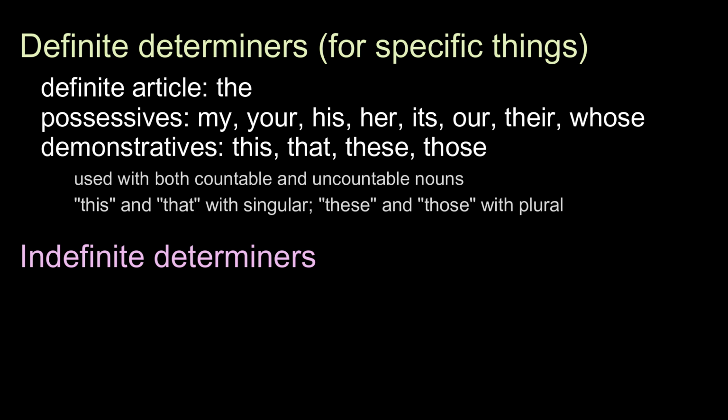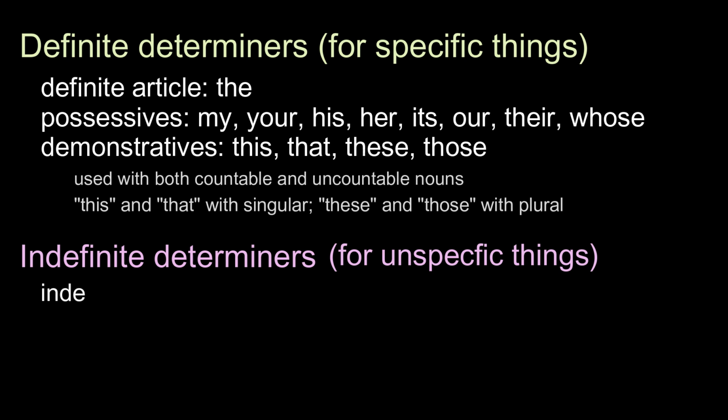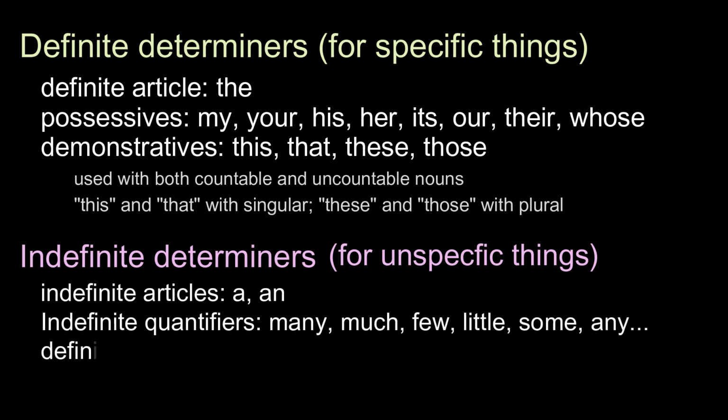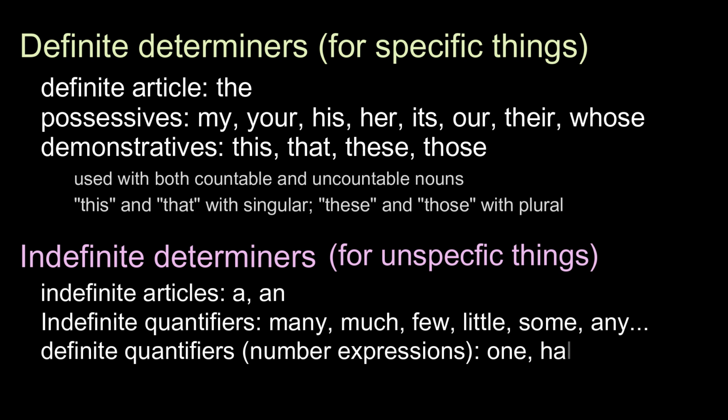Indefinite determiners signal that the thing we are talking about is unspecific. These are indefinite determiners. Indefinite articles: a, an. Indefinite quantifiers: many, much, few, little, some, any. Definite quantifiers, number expressions: 1, 2, half, 2/3.